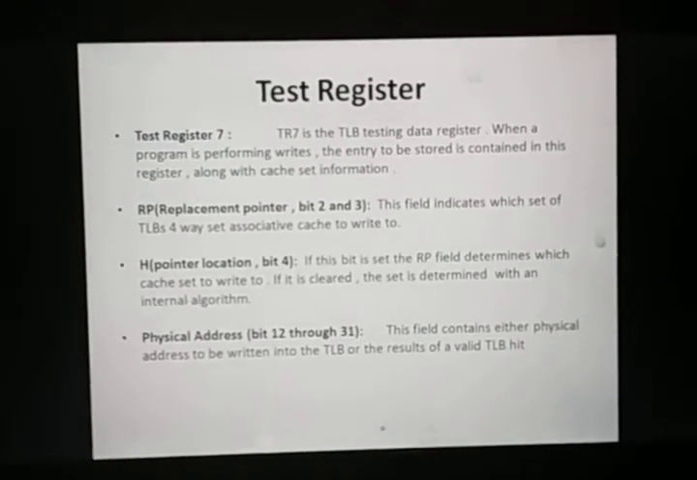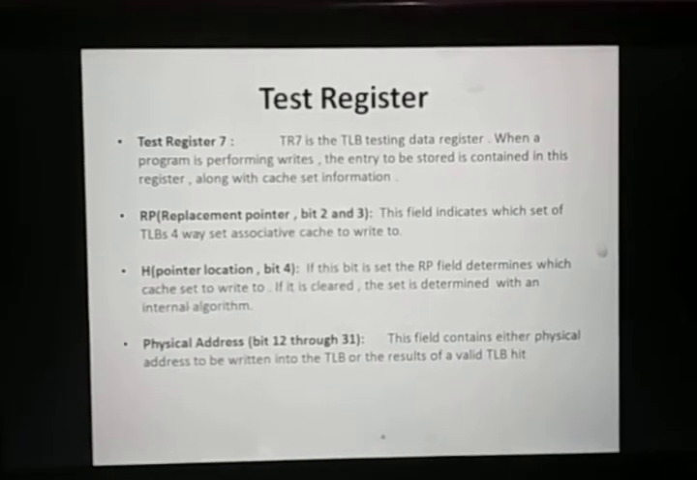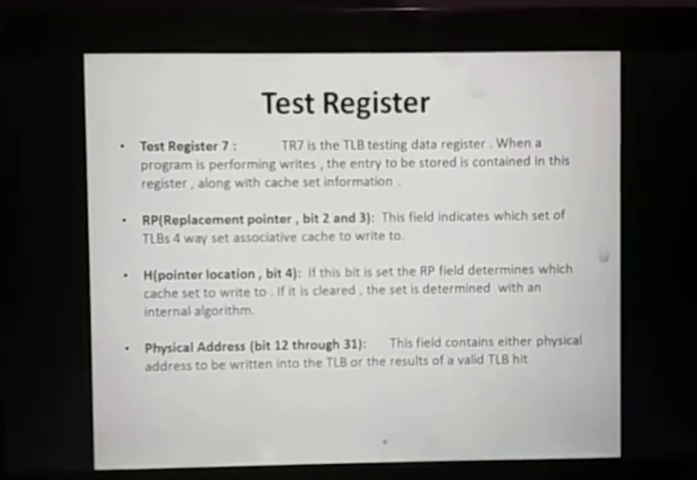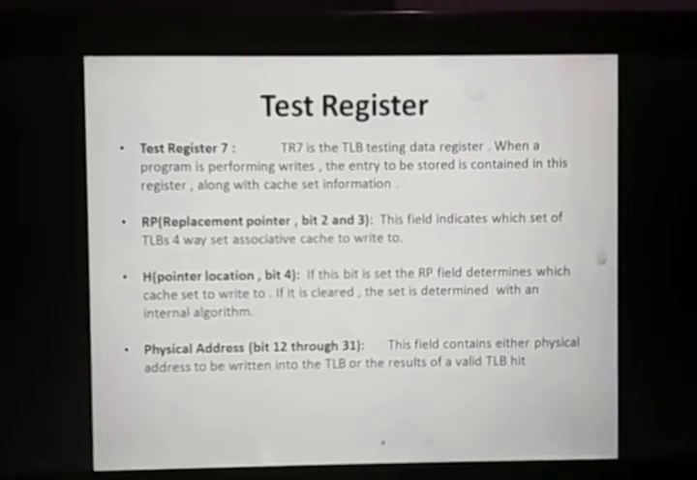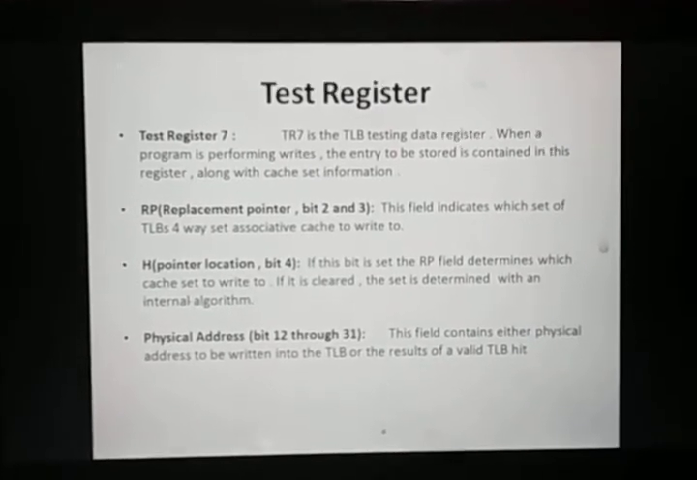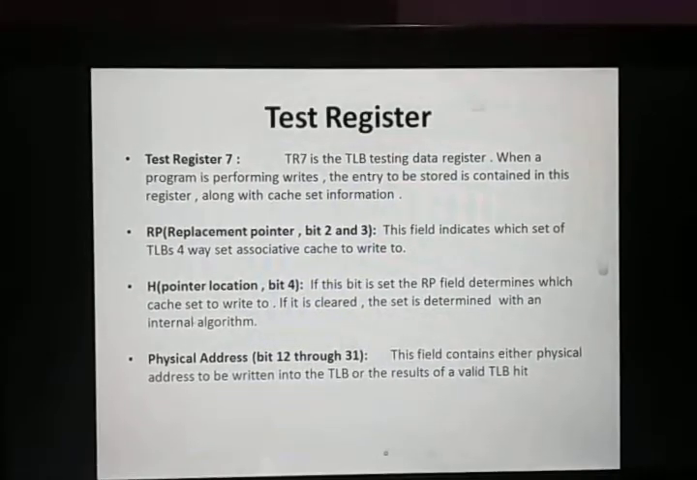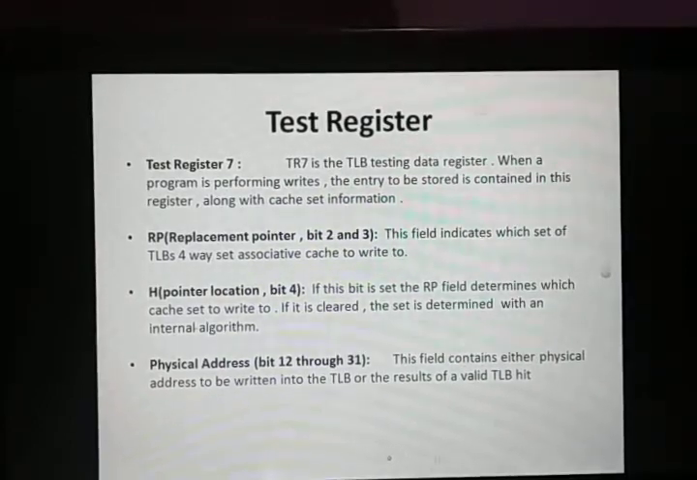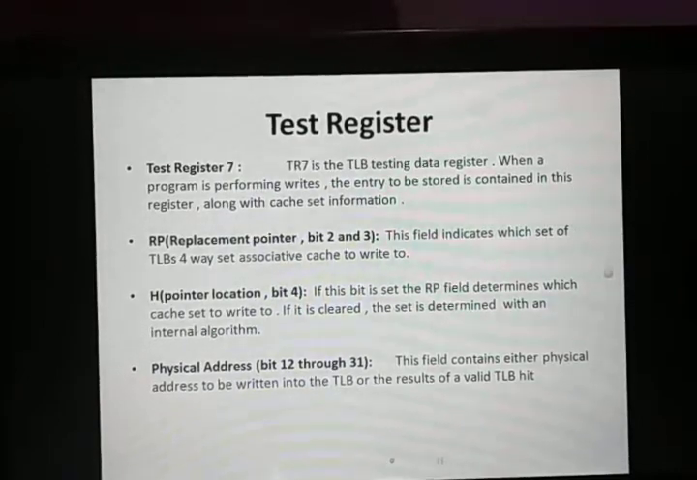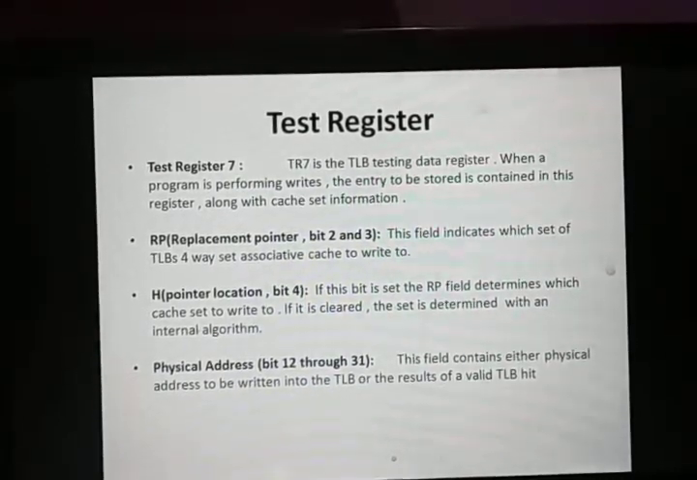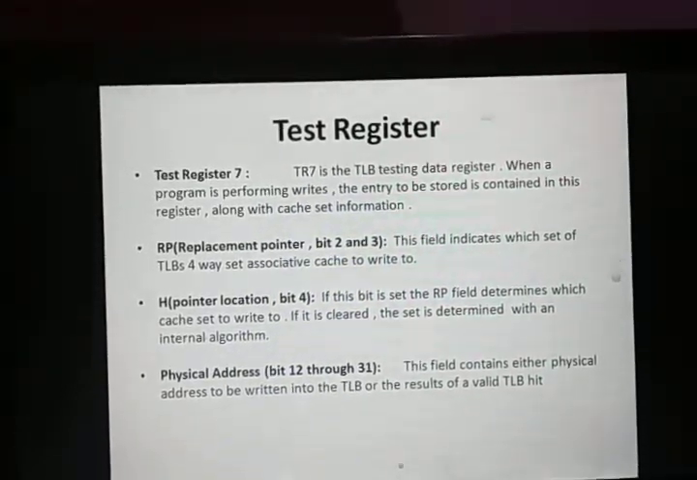Then next is test register 7. This is the TR7 register. TR7 is the TLB testing data register. When a program is performing writes, the entry to be stored is contained in this register along with cache set information. Means TR7 is the TLB testing data register and TR6 is the command register. Whenever you perform the write operation, the entry will be stored in this register along with cache set information, meaning on which set you will perform the write operation.